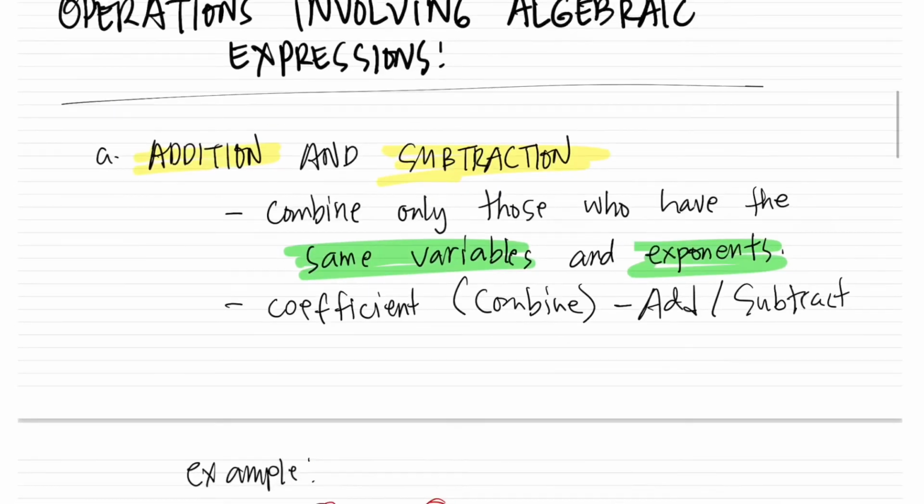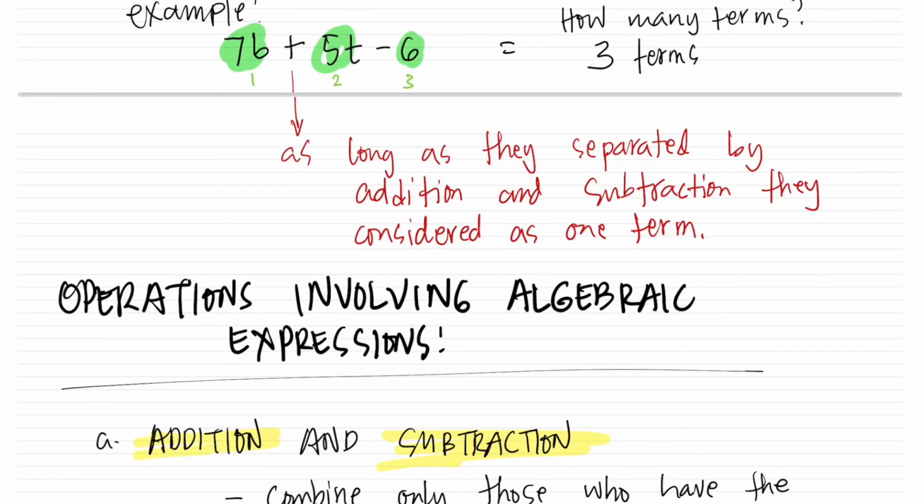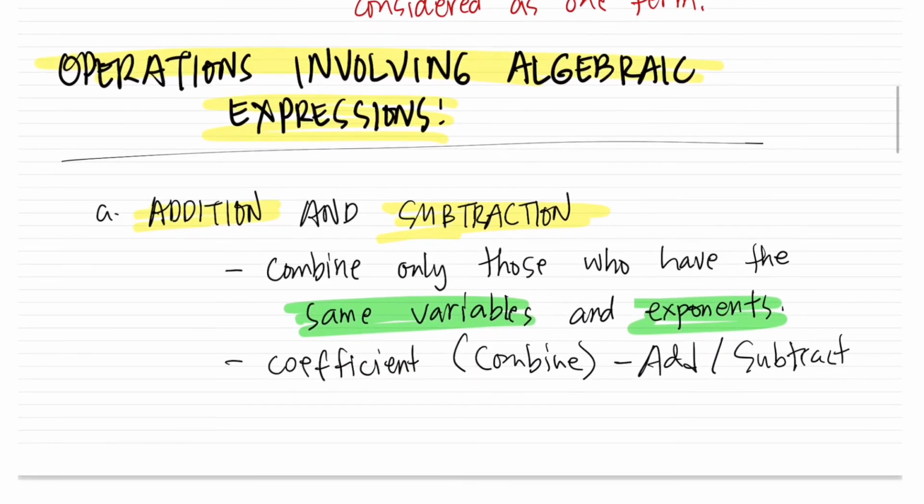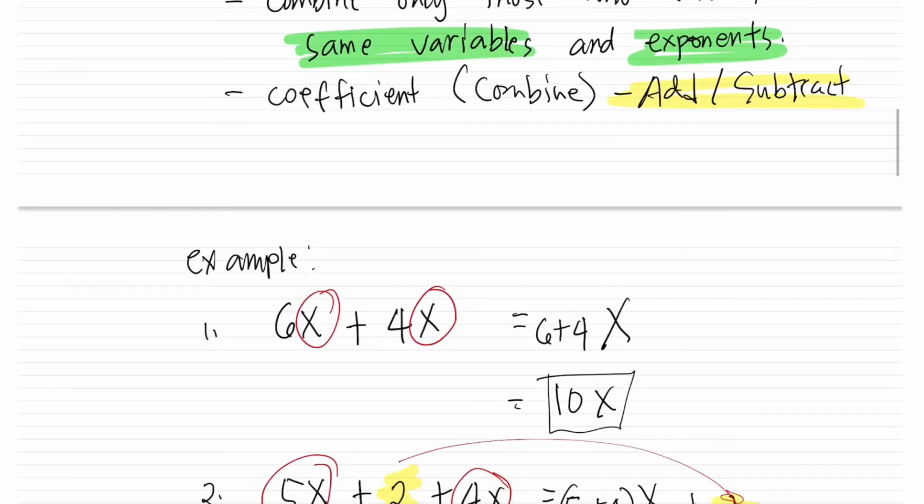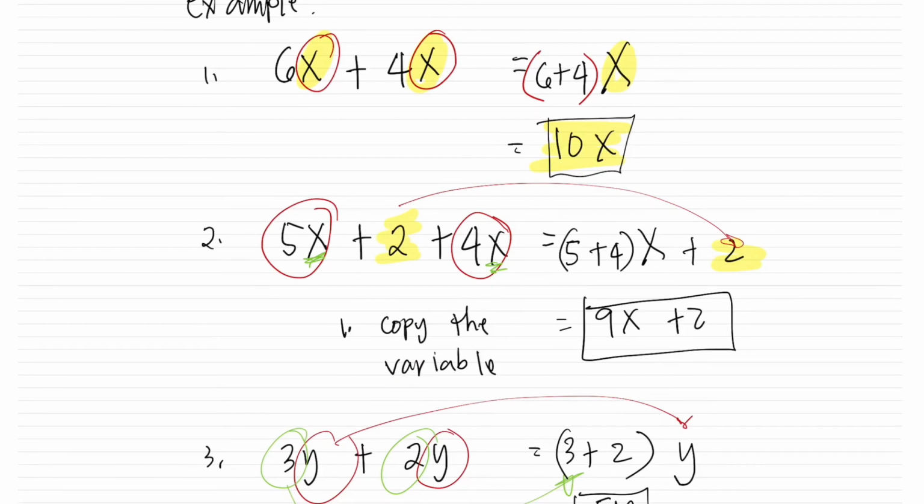Now let's have a review. Operations involving algebraic expressions. For addition and subtraction, make sure they have the same variables and exponent, and we only add and subtract those that have the same variable and exponent. So we have an example here. They have the same variable, so we copy the variable. So therefore, the final answer is 10x.